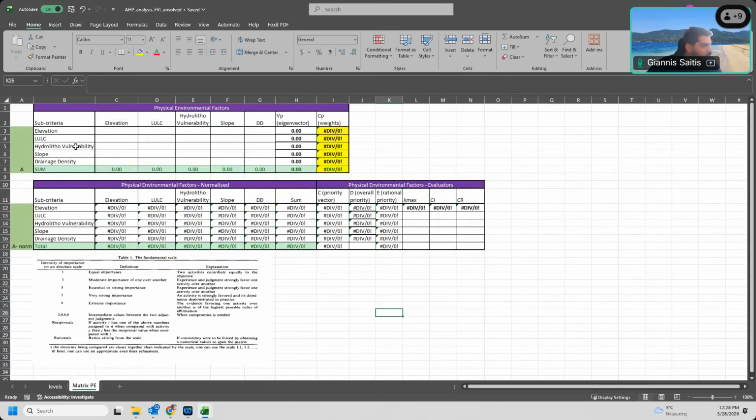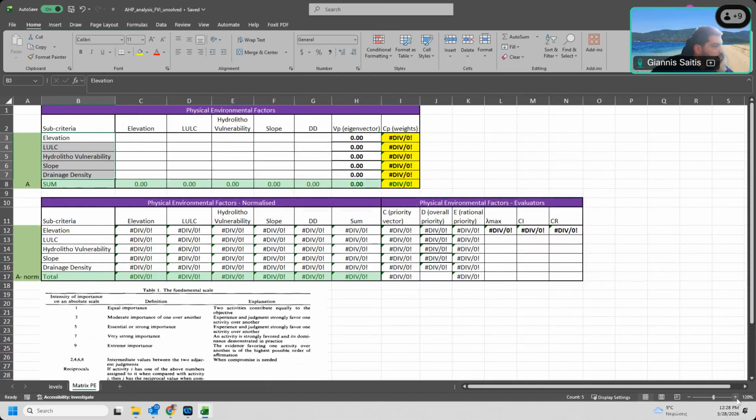Okay. So, wait. I skipped something in our experiment example, excuse me. And I don't want to mess with this. So we have here elevation, land use, land cover, hydrolithological, slope, and drainage density.